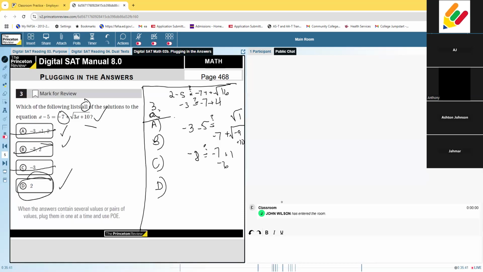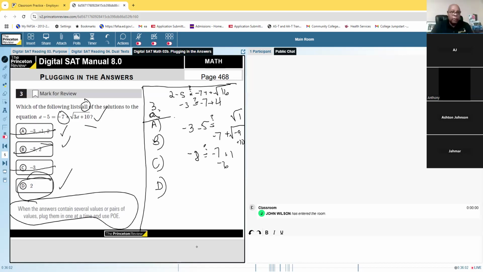Okay? Read the note at the bottom of the page. AJ, could you read this note at the bottom, right below it? There's a note, I think. If not, read it off the screen here. Go ahead. When the answers contain several values or pairs of values, plug them in one at a time and use POE. Right. Now, you may not have to, which is good. You may get the point real quick and be able to pick one, but it certainly will help using POE.